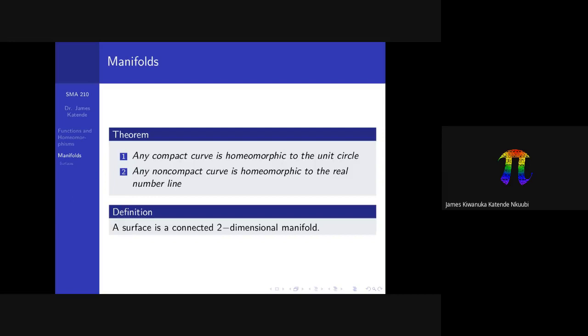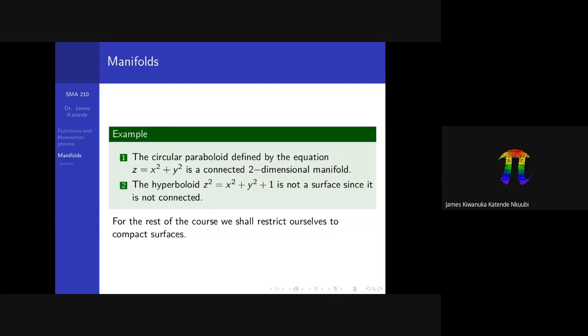So now we define a surface. A surface is a connected two-dimensional manifold. Previously, we just defined the two-dimensional manifold, but now a surface is a special case of a two-dimensional manifold, and what makes it special is that it's connected. So if you have a two-dimensional manifold that is connected, then we call it a surface. So here are some examples. One is a circular paraboloid defined by the equation z is equal to x squared plus y squared. Now this is a connected two-dimensional manifold.